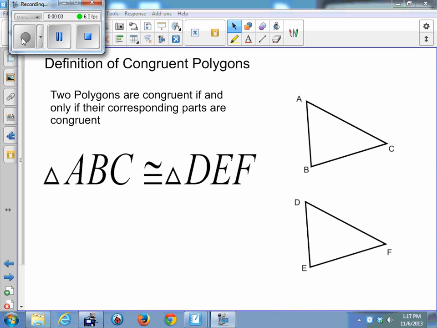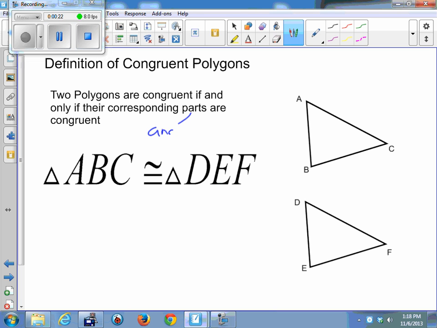All right, today we're going to talk about the definition of congruent polygons. These polygons here happen to be triangles, but this works with any different shape that you have. Two polygons are congruent if and only if their corresponding parts are congruent. So we're going to talk about parts today as angles and as sides.